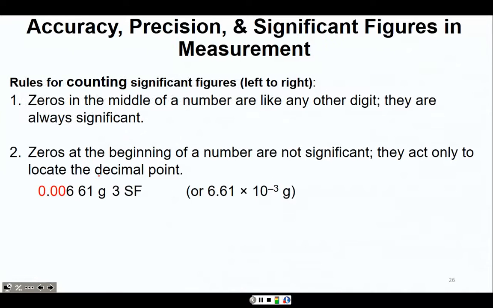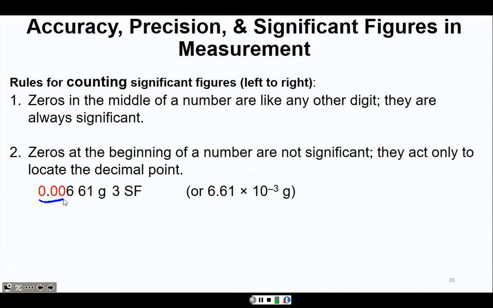If you have zeros at the beginning of a number, they are what we call placeholders. They only tell us where the decimal place is. So these zeros over here are not significant digits, but they're important because they tell us where the decimal point is.